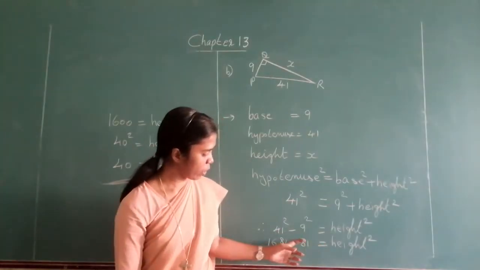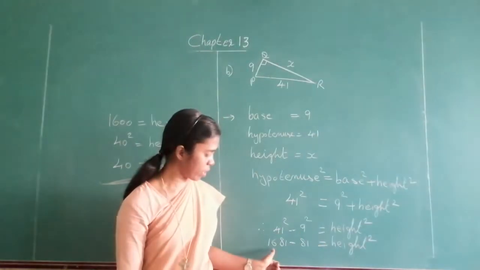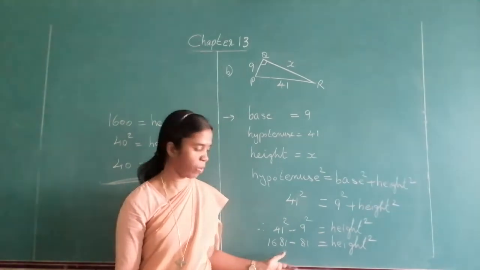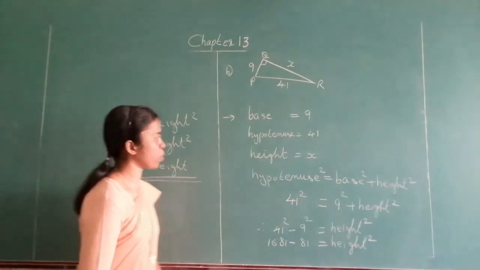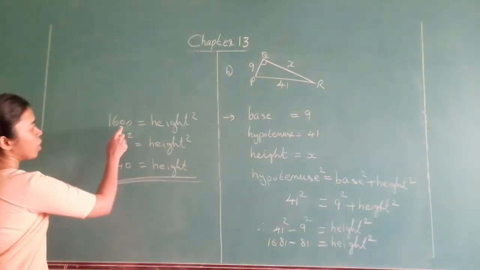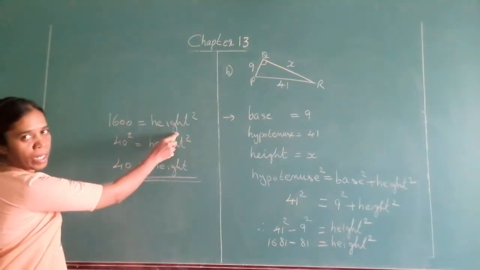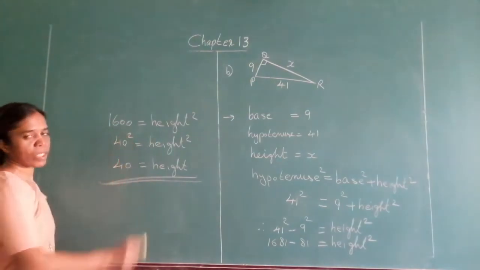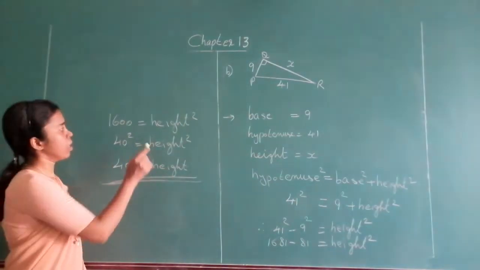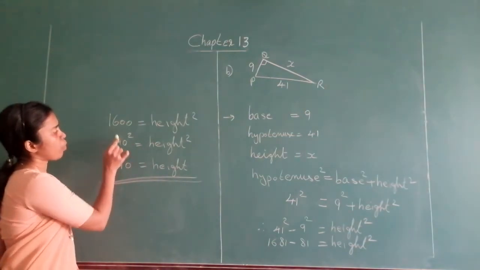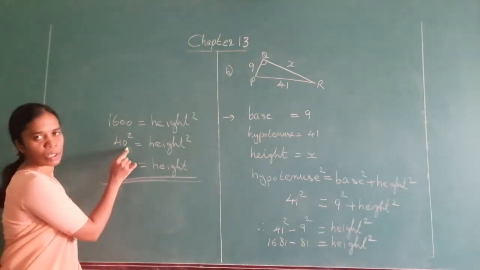Again, substitute the values. 41 square you will get 1681 minus 9 square is 81. That is height square. Therefore, 1600 is height square. 1600 can be written as 40 square, because 16 is 4 square, double 0, so 10 comes over here.